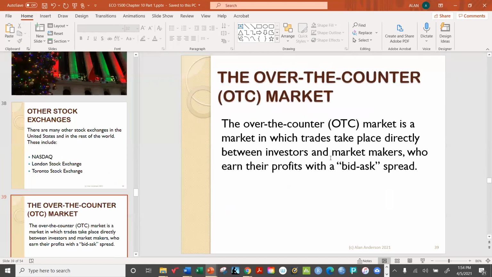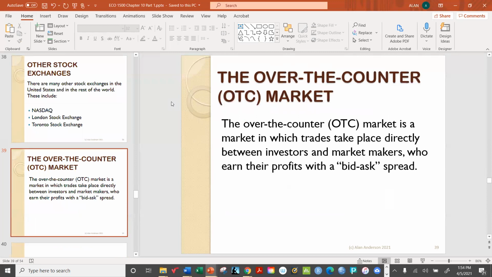And then we have the so-called over-the-counter market. This is where stocks trade for companies that are really too small to be listed on an organized exchange. So here's where you have trading directly between buyers and what are called market makers, who themselves hold an inventory of stocks, which they will buy and sell with anybody who wants to. And where do they make their money? They use what's called a bid-ask spread.